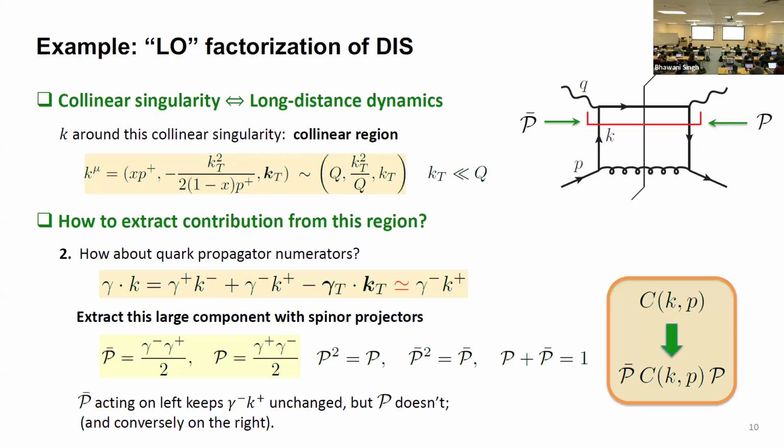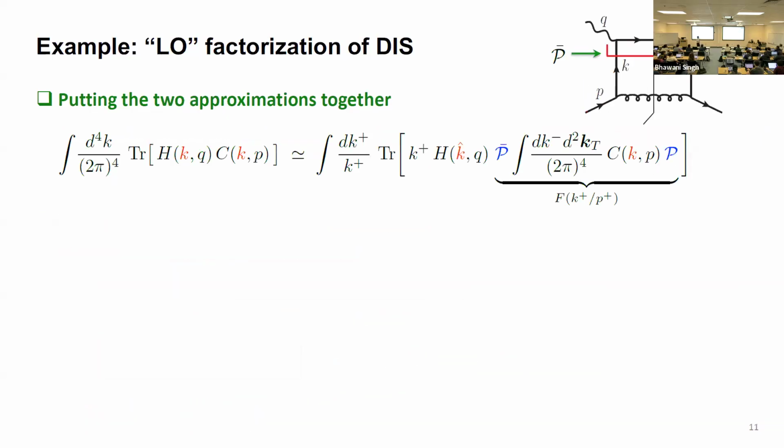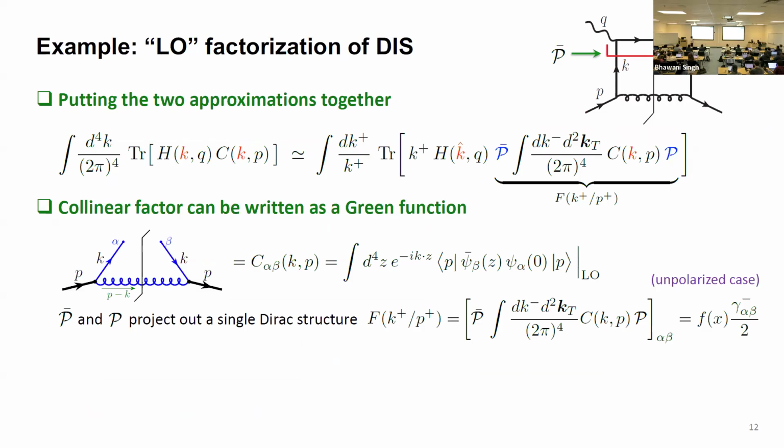And from this, you see that these projectors keep the wanted term, and they can throw away some of the unwanted terms. And now let's put these two approximations together. The first approximation on the momentum allows us to partially separate the momentum convolution. And the second approximation by the projectors then selects only a few of the Dirac structures.